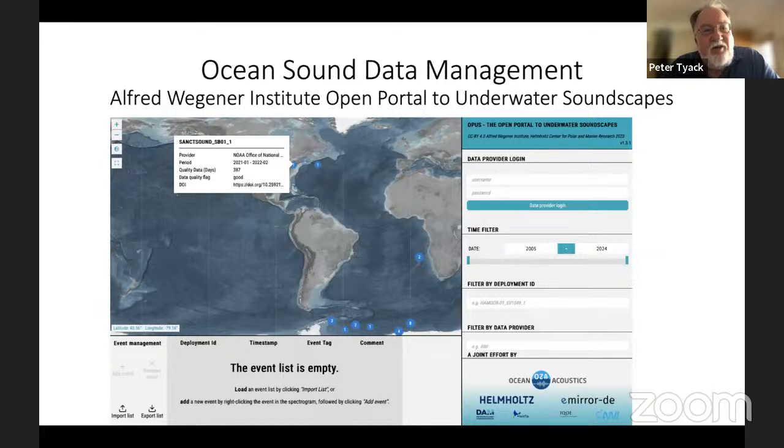And I'd like to credit the Alfred Wegener Institute as a wonderful example of an academic institution that has provided a very significant contribution to the ocean sound essential ocean variable, by developing the open portal to underwater soundscapes, which is very important for ocean sound data management. You can see the map. It isn't fully filled out. It's still just in its infancy. But I'll show an example of data from a sanctuary provided by the US National Oceanic and Atmospheric Administration near Cape Cod in the US.